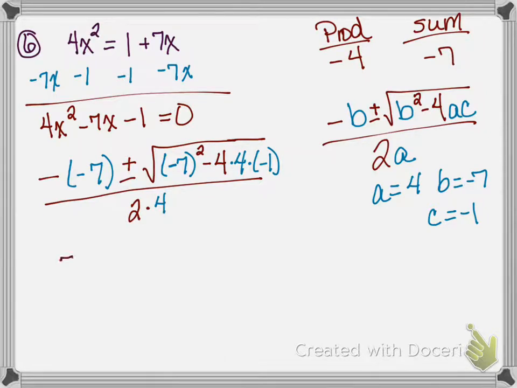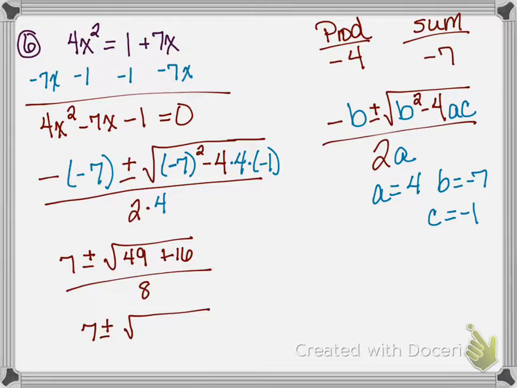Okay, now I'm going to start simplifying. Negative 7 is positive 7, plus or minus the square root. Negative 7 squared is 49, and it's positive 49 because I'm squaring the negative. Negative 4 times positive 4 is negative 16. Negative 16 times negative 1 is positive 16. Okay, and 2 times 4 is 8. So now I have 7 plus or minus the square root of 65, and all of that is over 8.